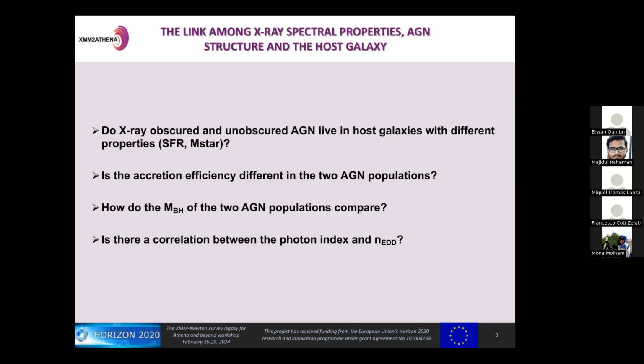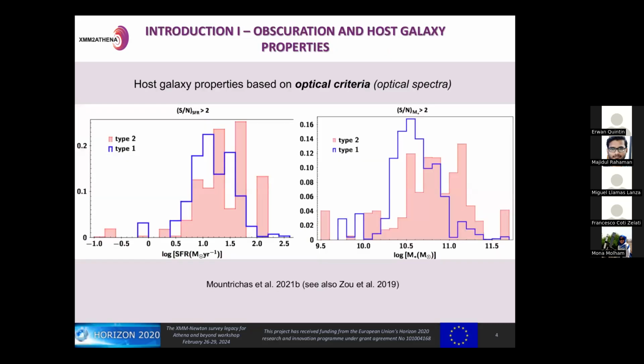correlation between the spectral index, the power law slope of the X-ray spectrum, and the Eddington ratio, which is defined as the ratio of the AGN bolometric luminosity to the Eddington luminosity, which is the maximum luminosity that an AGN can accrete based on its black hole mass. So I will spend a couple of slides just to show what previous studies have found regarding these 4 topics and what motivated us to revisit them and investigate them again.